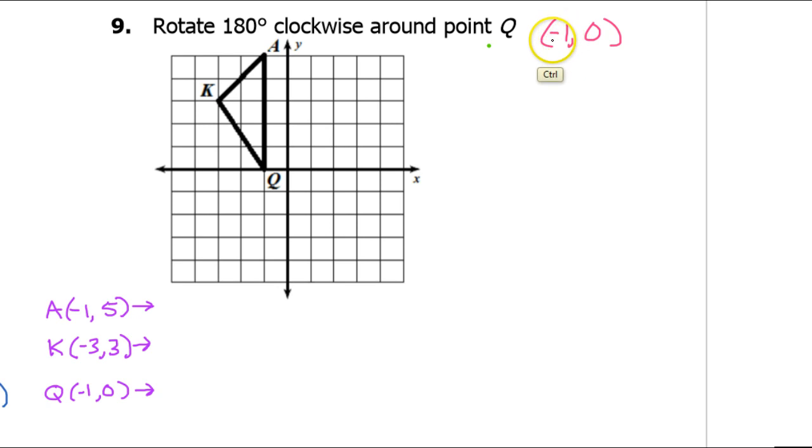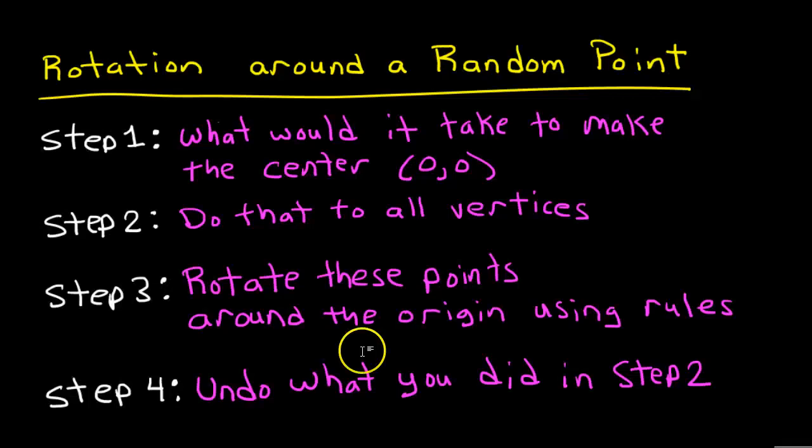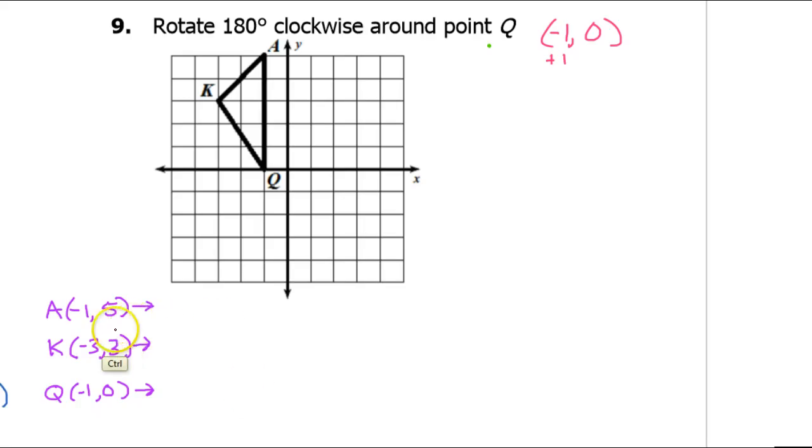So in order to make this into 0, 0, I would have to add 1 to the x value. The y value is already 0, so I don't need to mess with the y value. So, fine, that's the first step. Second step is to do that to all the vertices. So that's what I'm going to do.